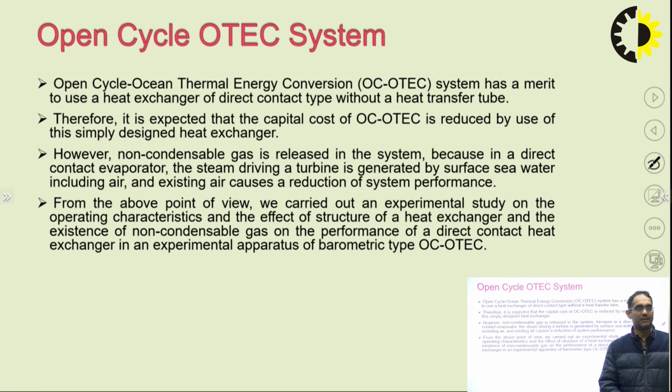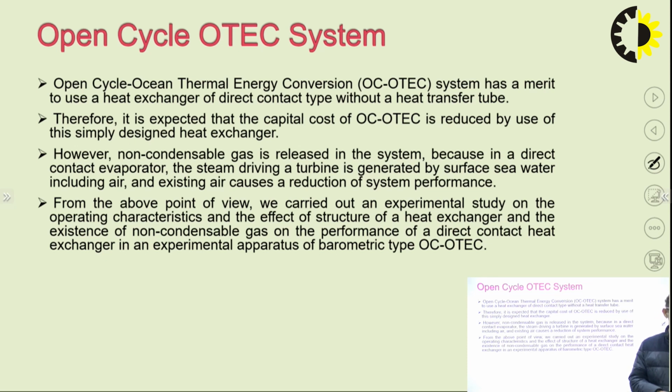The open cycle, or open ocean thermal energy conversion system, has the merit of using a direct contact type heat exchanger without a heat transfer tube. Therefore, it is expected that the capital cost of OTEC is reduced by use of this simply designed heat exchanger. However, non-condensable gas is released in the system, because in a direct contact evaporator the steam driving the turbine is generated from surface seawater, which includes dissolved air. The existing air causes a reduction of system performance.